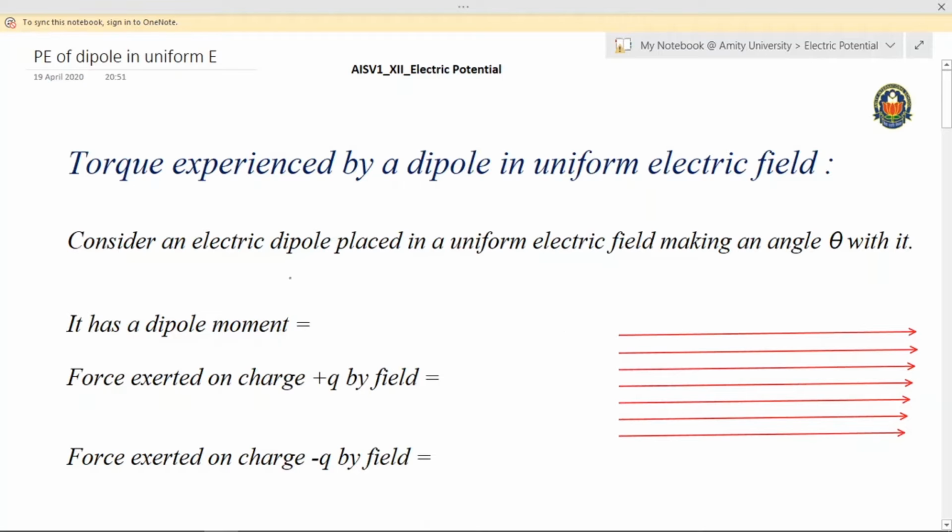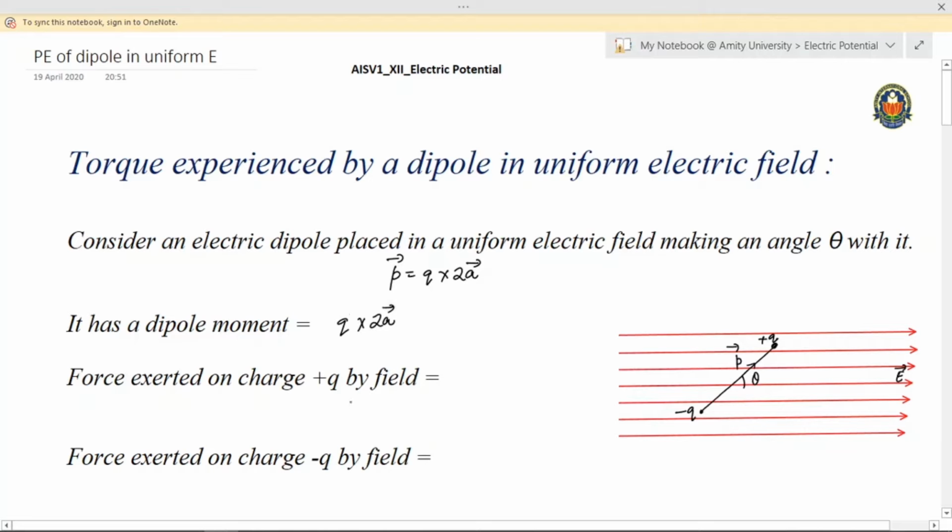So here, let us consider an electric dipole which is placed in a uniform electric field making an angle theta with the direction of E. These parallel lines represent the uniform electric field, and this is an electric dipole of dipole moment P that makes an angle theta with the direction of E, such that its dipole moment P is equal to Q into 2A, where 2A is the separation between the two charges. So this is the dipole moment, Q into 2A.